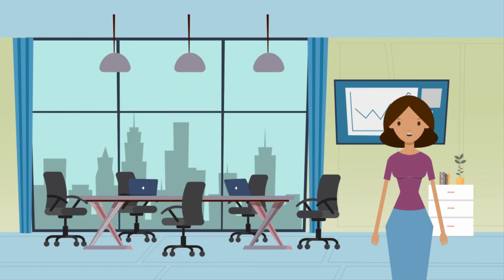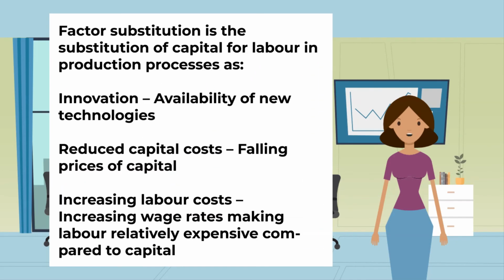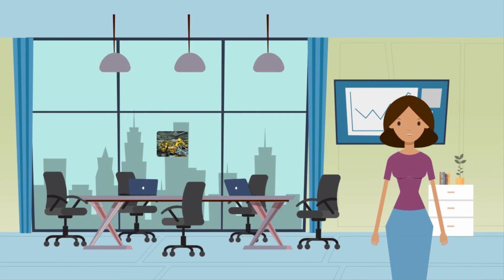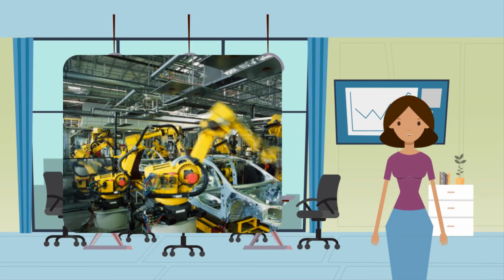What might make a business decide to substitute workers for machinery? This is called factor substitution. Factor substitution is the substitution of capital for labor in production processes as innovation, availability of new technologies, reduced capital costs, falling prices of capital, increasing labor costs, increasing wage rates, making labor relatively expensive compared to capital. One of the final questions to think about is, will all jobs be done by robots one day?